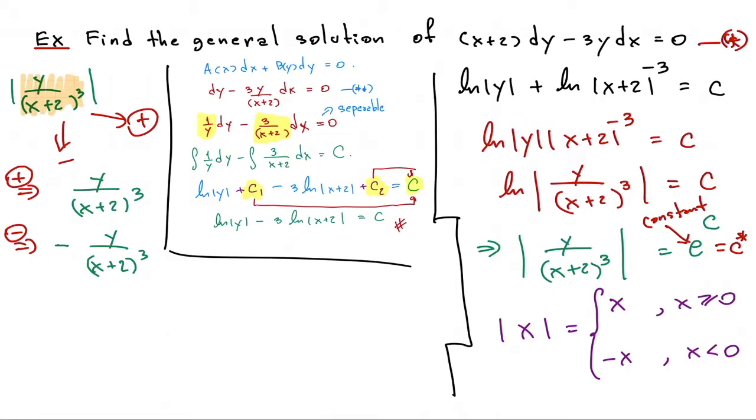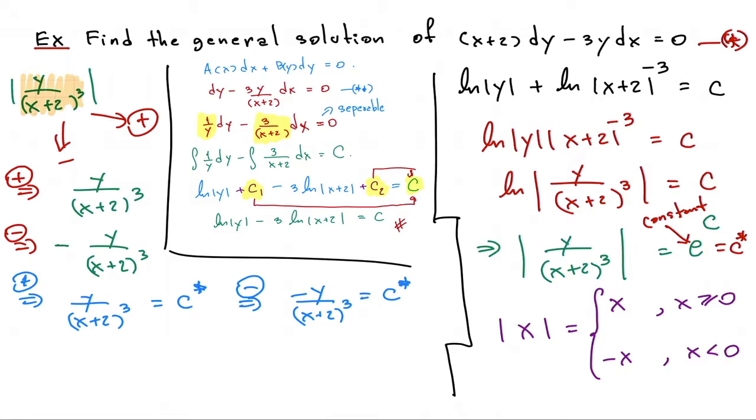So for the first case, we will get that y divided by x plus 2 cubed equals c star, right? For the positive case. And for the negative case, we get that minus y divided by x plus 2 cubed equals c star, right? But how about if I multiply the whole equation by minus 1? So I'll get that equals minus c star, right?